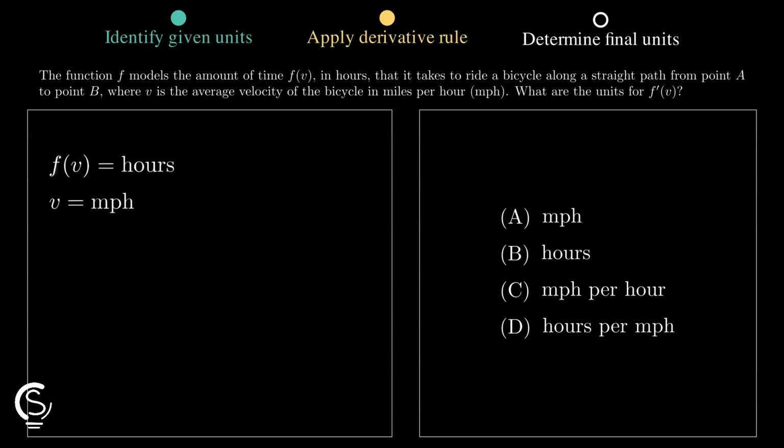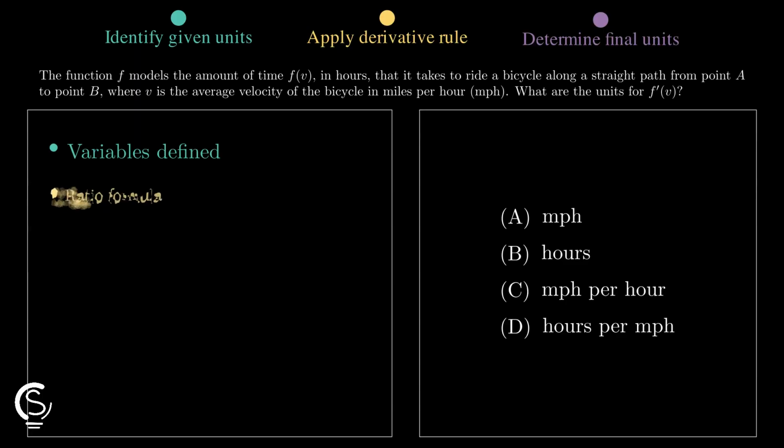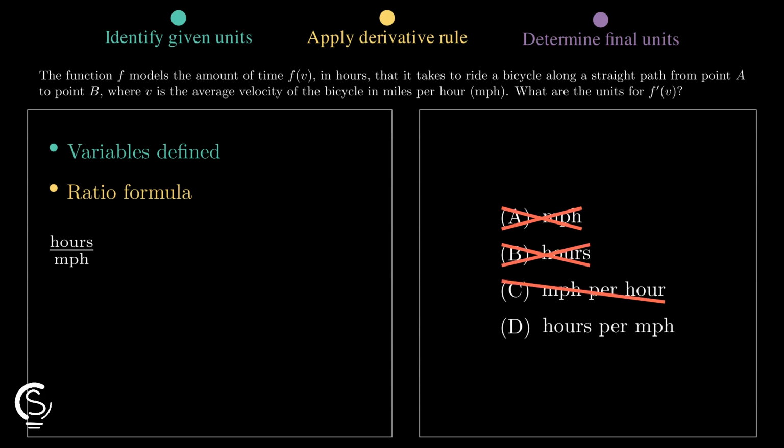The derivative f prime of v represents the rate of change of the output with respect to the input. Therefore, its units are simply the output units divided by input. Substituting our known units, we get hours divided by miles per hour. This simplifies to hours per mph, which matches our final option.